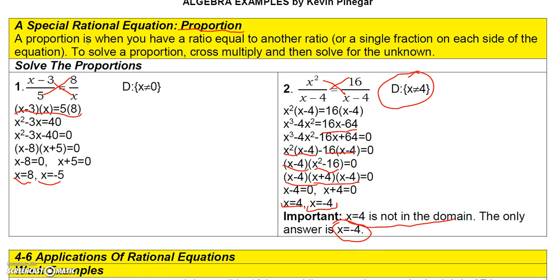Okay, so that pretty much finishes the rational equations. And we'll see some more rational equations in the next section when I work some word problems for you.